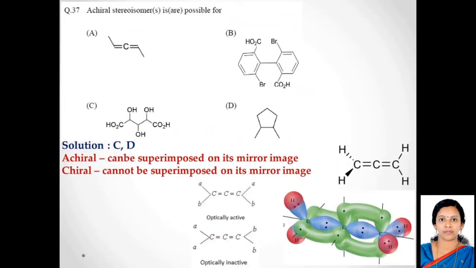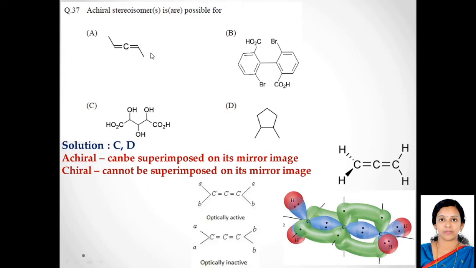For four given organic compounds, we have to find which of these are achiral stereoisomers. Now what do you mean by achiral? Achiral are compounds which do not have any chirality. That means they can be superimposed on their mirror images. Whereas chiral compounds cannot be superimposed on their mirror images. Okay, so we have to find achiral compounds.